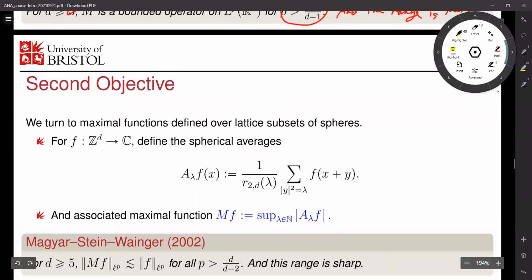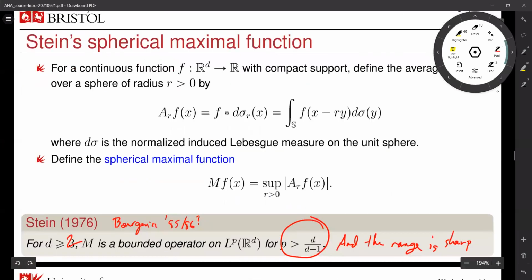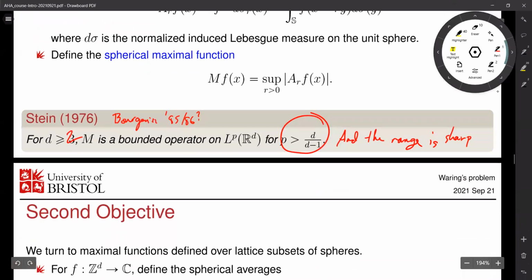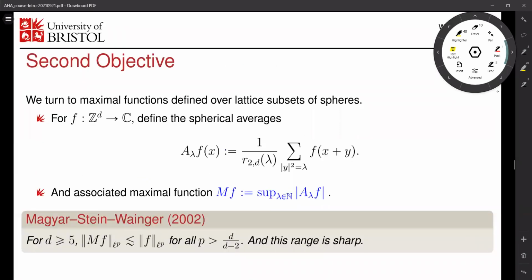But we're gonna actually prove this theorem because it's gonna be useful in proving a discrete version of it, which brings us to our second objective. If we replace those R^d points with Z^d points, then we can define our discrete spherical averages as averaging over the lattice points, the integer points on a sphere centered at your point x.